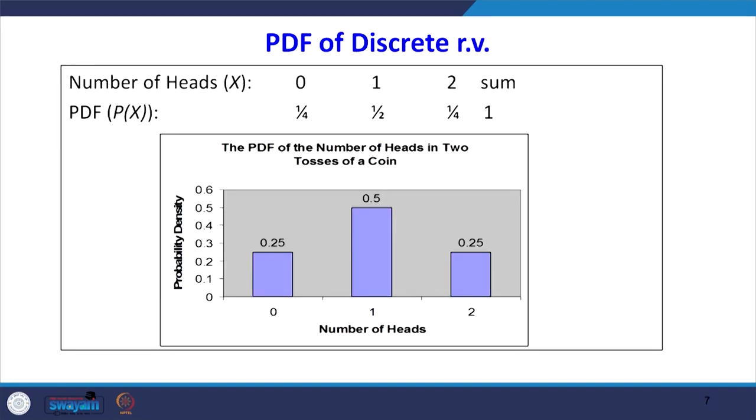Probability distribution of a discrete random variable: suppose we are tossing a coin two times, the probability of getting 0 heads is 1 by 4, the probability of getting 1 head is 1 by 2, the probability of getting 2 heads is 1 by 4, sum should be 1. In the x axis the random variable is taken, in the y axis the corresponding probability is marked. So x axis random variable, y axis corresponding probability, this is called the distribution.